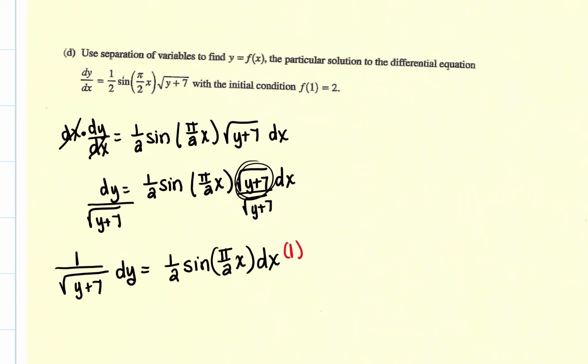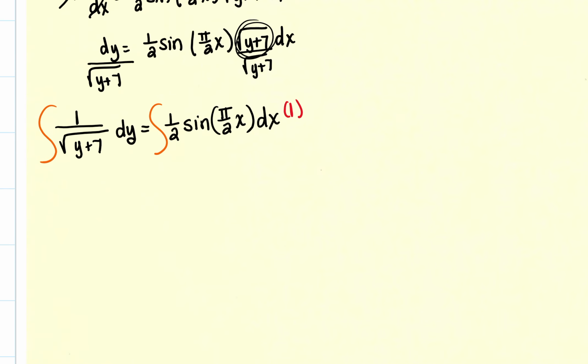Now, you know the next thing we have to do is integrate. The first thing you do is separate your variables. The second thing you do is you integrate both sides. To integrate this side over here, actually both sides, we're going to need a u substitution. So I'm going to need a u substitution here. I'm going to let my u be y plus 7 so that du is equal to 1 dy.